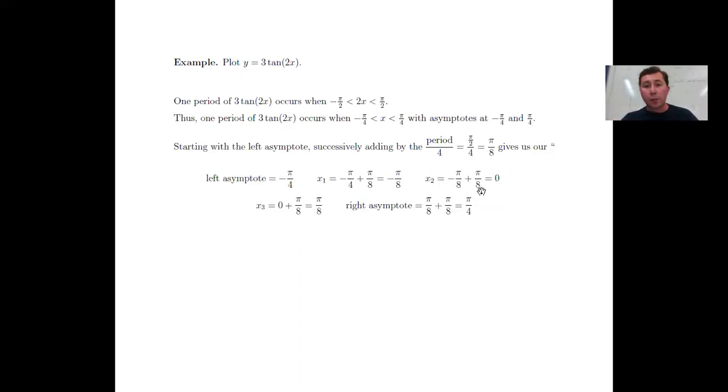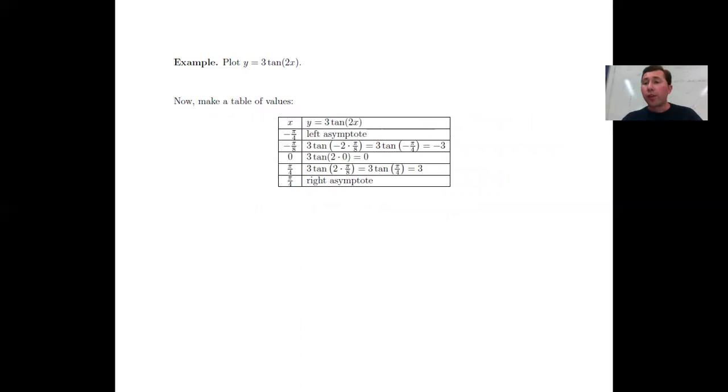Taking x1 and adding pi over 8, again, we'll get 0, and that's the midpoint. This is the point that's occurring exactly in the middle of our period. Taking x2 and adding pi over 8 again will give us just pi over 8. That's the 3/4 point through the period. And then adding pi over 8 one more time gives us our right asymptote at pi over 4. And so you can take this information and start to fill in your table of values. And just remember, at negative pi over 4 and pi over 4, you have your 2 asymptotes.